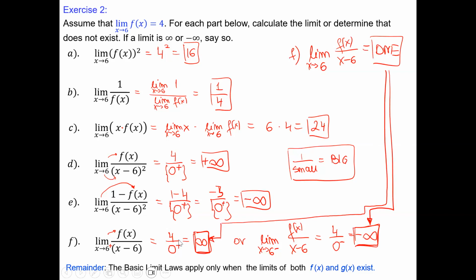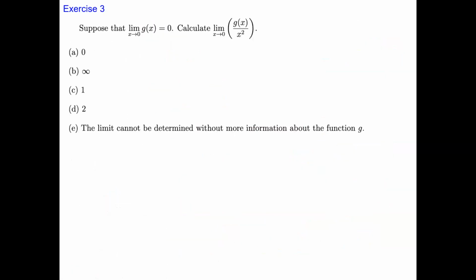D and E were okay, but F we don't know. From the right and from the left-hand side, different behavior. Okay, perfect. And we can apply, I just typed this, if both of them exist. I didn't apply the laws because we had 0 in the denominators. Okay, let's keep moving. Exercise number 3.